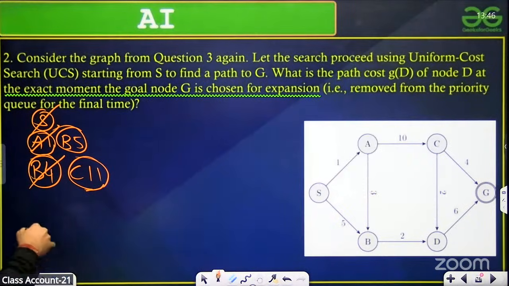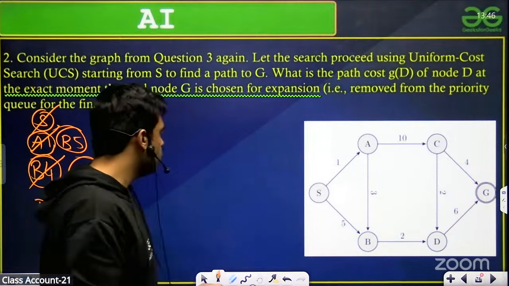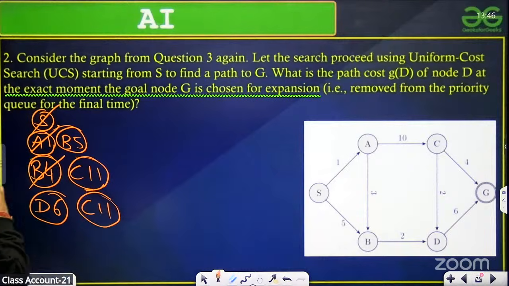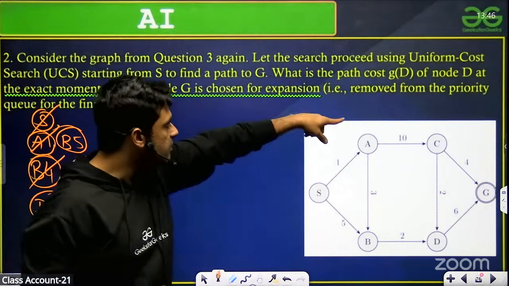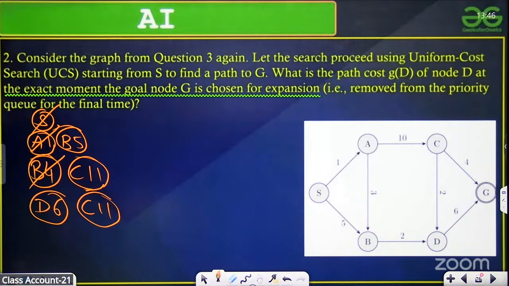B has a single child, that is D. So D would be how much? 3 plus 1 is 4, 4 plus 2 is 6. Okay, D6 and C11. Correct. Now I would be cutting D6. So now I have C11.